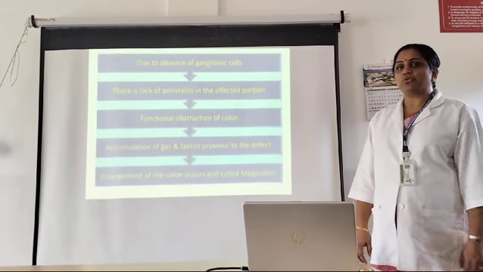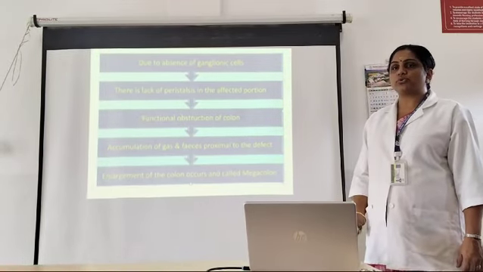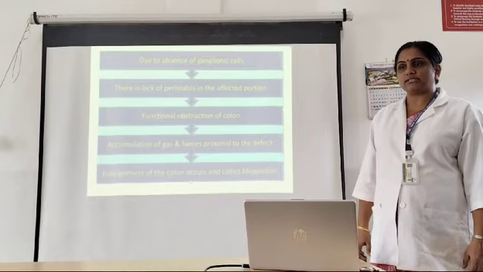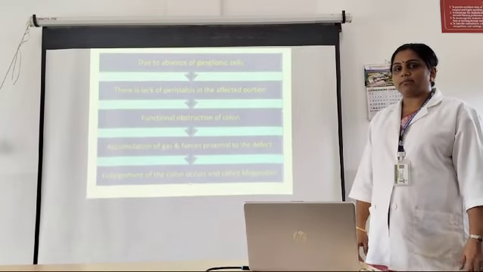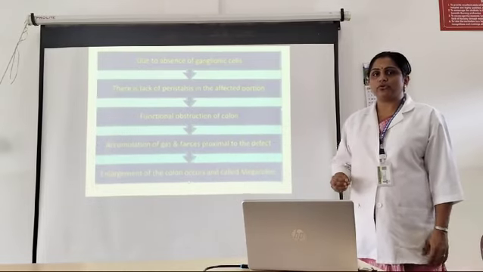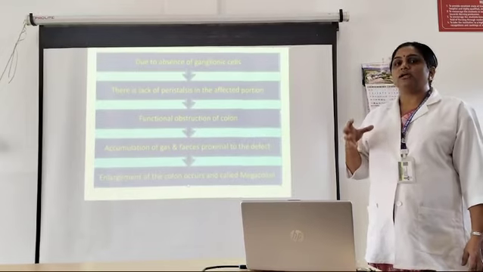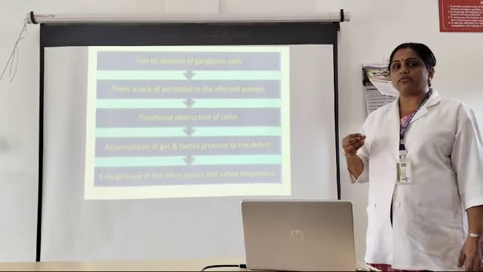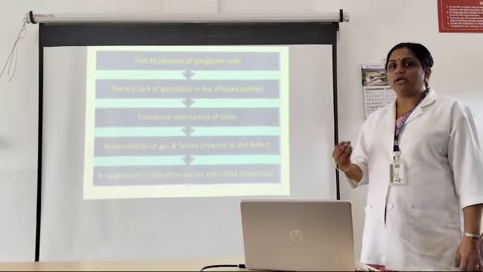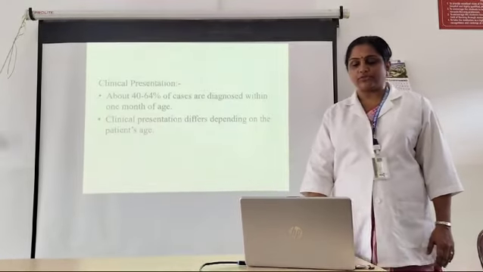That may lead to obstruction in the colon, and this obstruction leads to the accumulation of gas and feces in that particular part. That may lead to the enlargement of the colon. Where there is an absence of the ganglionic cell, an obstruction will occur. That obstruction will lead to the enlargement of the colon. This is the pathophysiology of the condition.